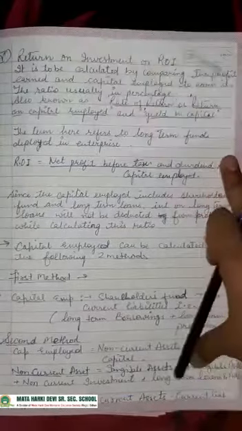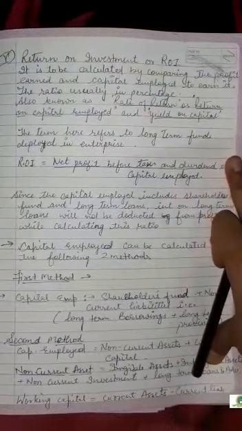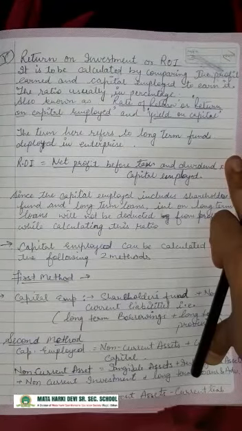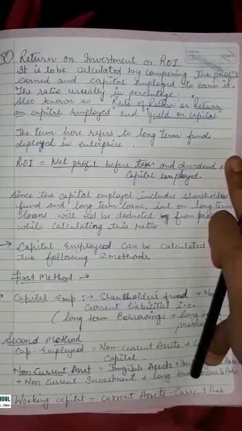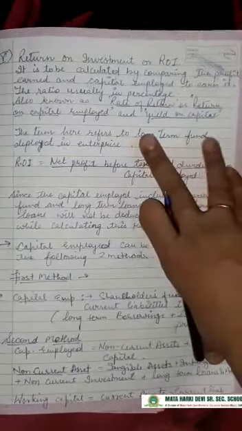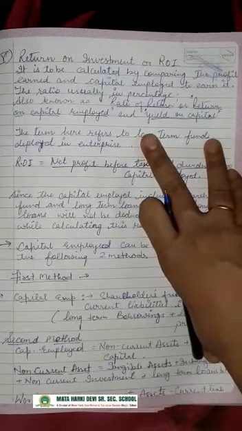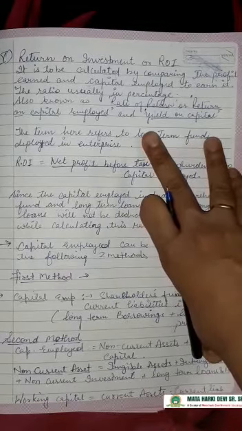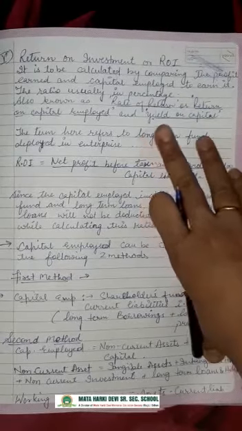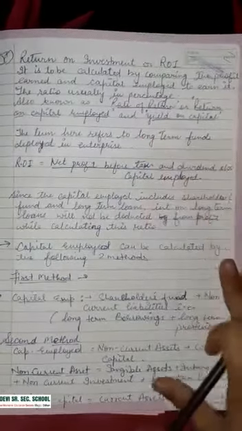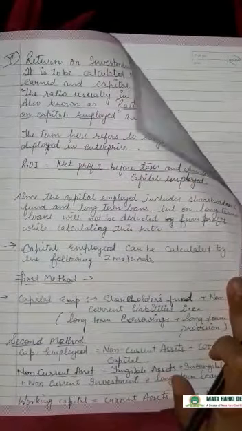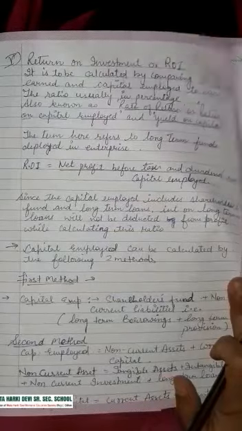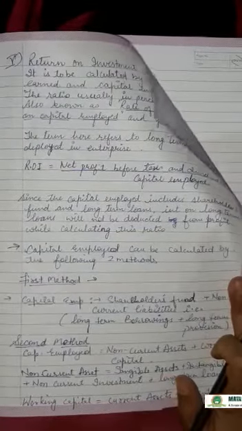And the next topic we are going to cover is the return on investment or ROI. It is to be calculated by comparing the profit earned and the capital employed. Means if you want to calculate the ROI, you need the profit earned and the capital employed to earn it. Means the capital employed which is used to earn the profit. The ratio is usually in percentage and is also known as the rate of return, return on capital employed and yield on capital. The term here refers to the long term fund deployed in enterprises.